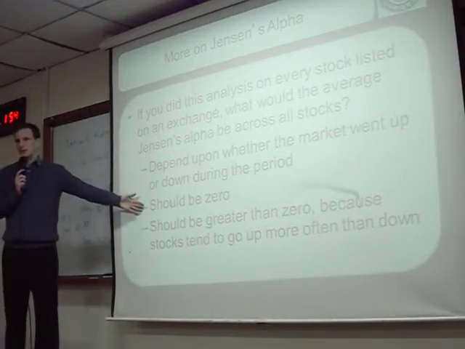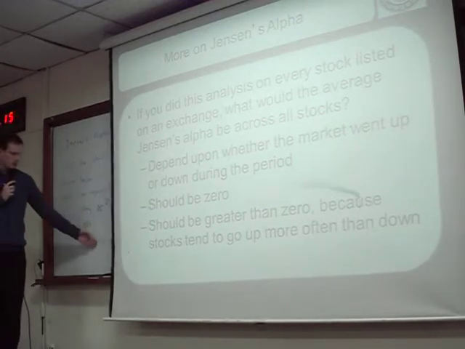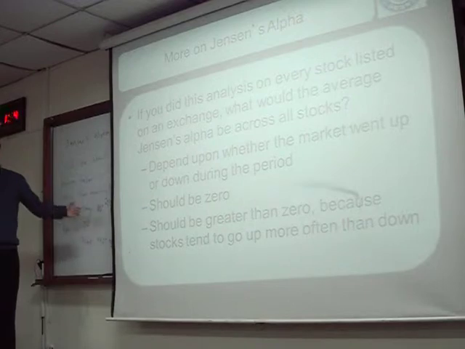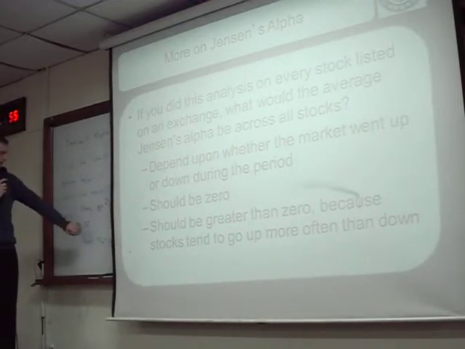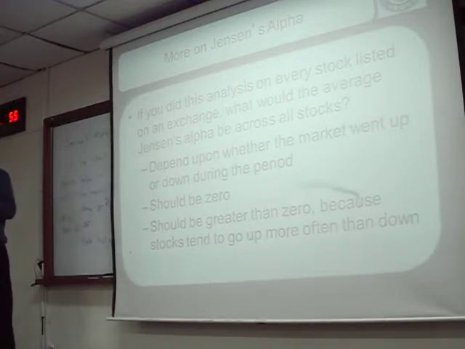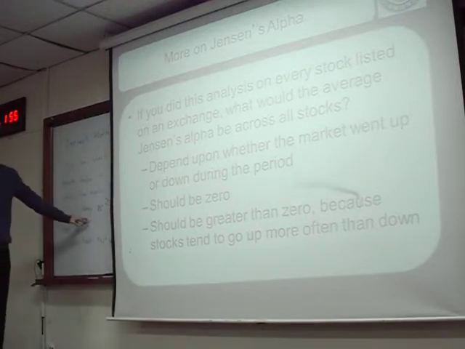So the answer is it should be zero. Okay? So some stocks did better than we expected. We're comparing with the market, right? Some stocks did better than we expected, and some stocks did worse than we expected. But in the end, it should be the average of the market. What we're comparing financial managers against is the average of the market.